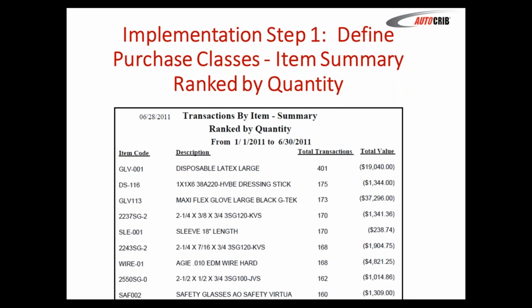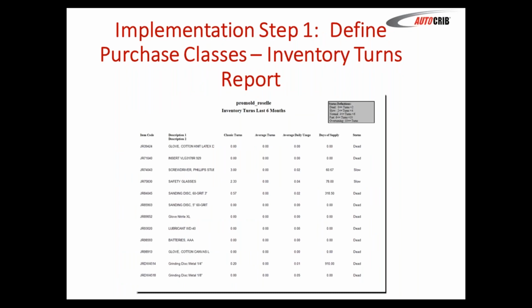The item summary ranked by quantity report located in the transactions category displays each item's total transactions and total value, sorted by the highest number of transactions. The inventory turns report displays turns by item in a 6 or 12-month period depending on the report selected. The report also includes the status of the part: slow, dead, fast, or overturning.